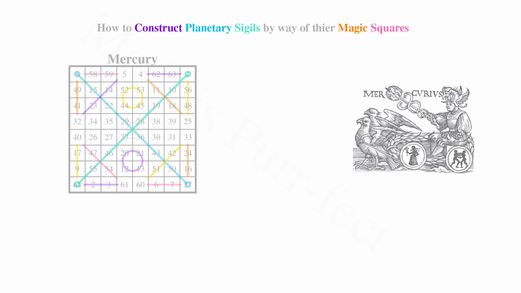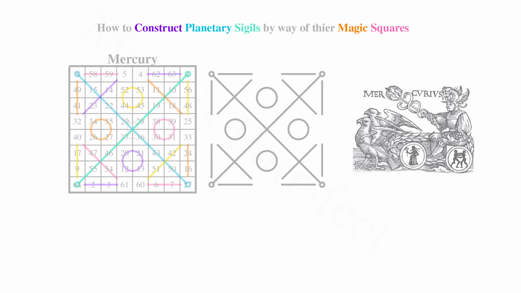The yellow and purple circles swap their integers via a rotation of 180 degrees about the center, as do the orange and pink circles. Hence, the seal for Mercury is indeed a key to the construction of his magic square.